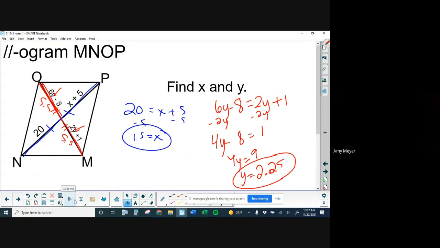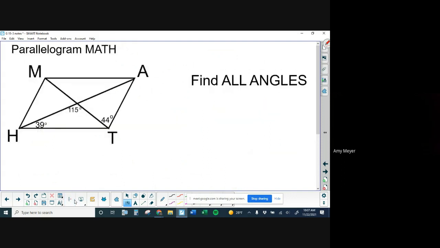Questions on that one? All right, we are going to do this one together. You can work ahead if you want, but I want to make sure we know how to do this because there's a lot of questions here. We have a parallelogram. We're asked to find all the angles, and I don't just mean MATH. I mean we need to find every little angle. There's a lot of places you could start.